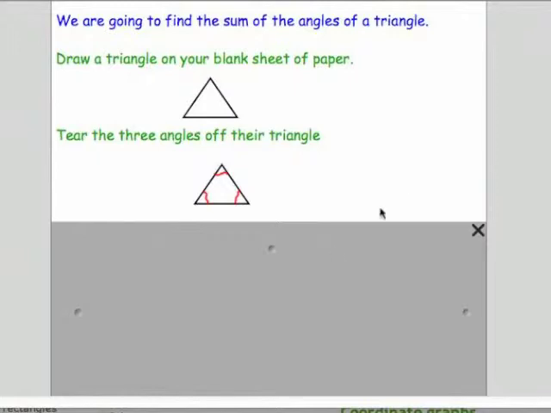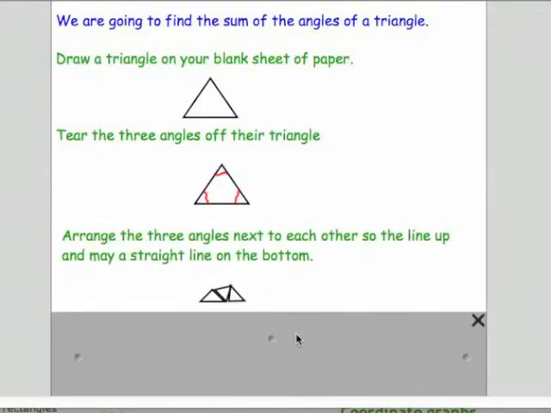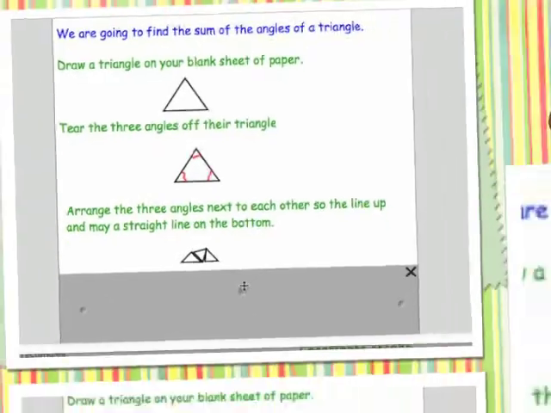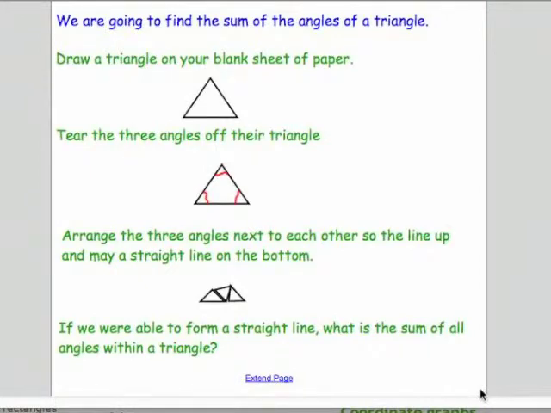Okay, when you come back, hopefully you're able to align them kind of like this. So the three angles, when they tear off, they should be really close, if not perfectly make a straight line on the bottom here. Your edges are going to be raggedy, but the bottom should pretty much make a straight line. If it forms a straight line, what is the sum of the angles? Well, a straight line is how many degrees? Hopefully you told me 180 degrees.